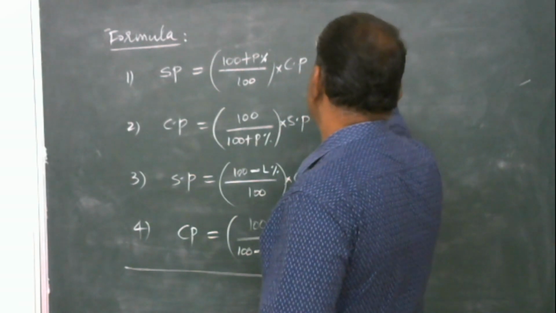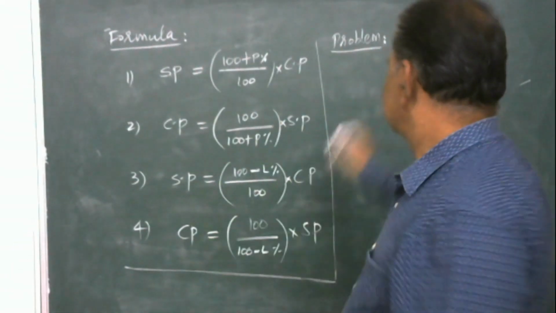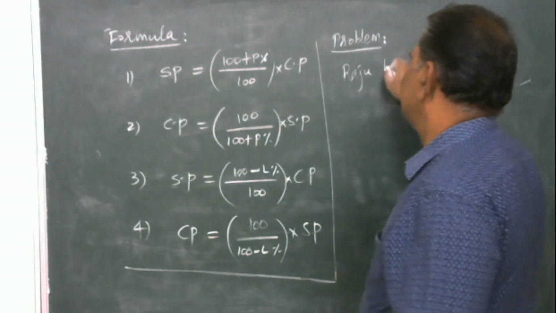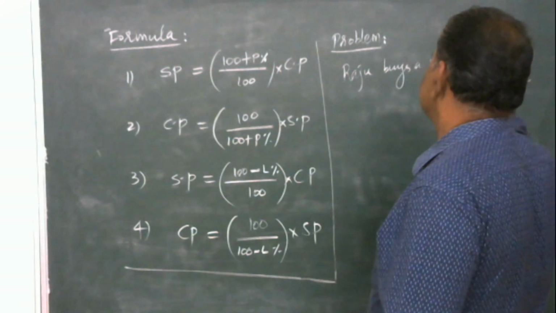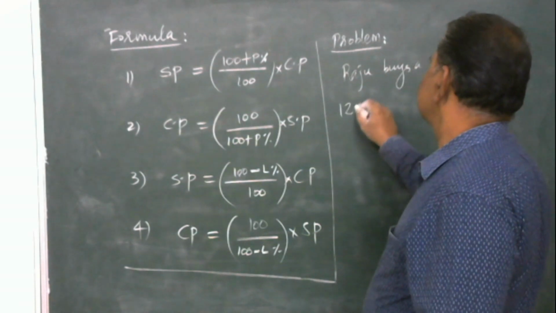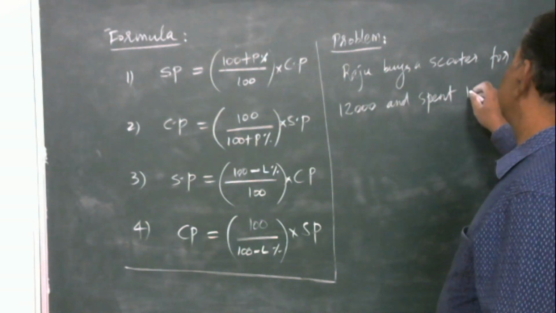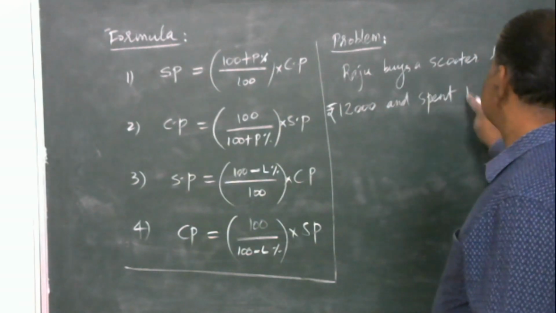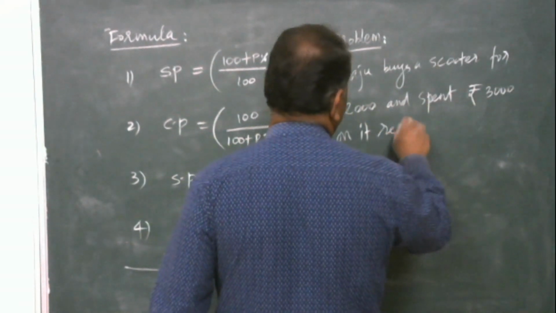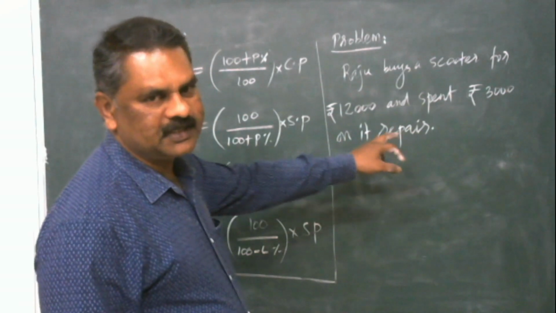Let me solve 1 or 2 problems. Raju buys a scooter for 12,000 and spent rupees 3,000 on its repair.